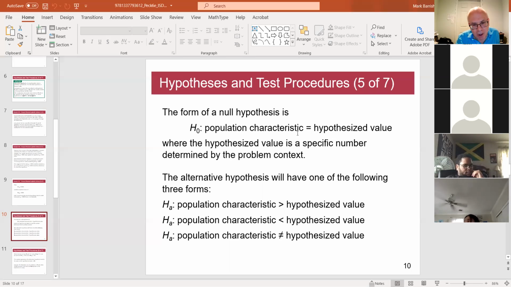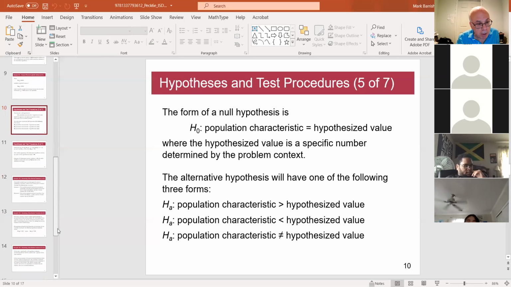The null hypothesis will always have an equal sign in it. Always, it'll always be equal to. And the alternative hypothesis is going to be one of these 3 cases and will never have an equal sign to it. So for an alternative hypothesis, you will never see greater than or equal to, or less than or equal to. It'll always be either greater than, less than, or not equal to. Okay, so hopefully that's clear.